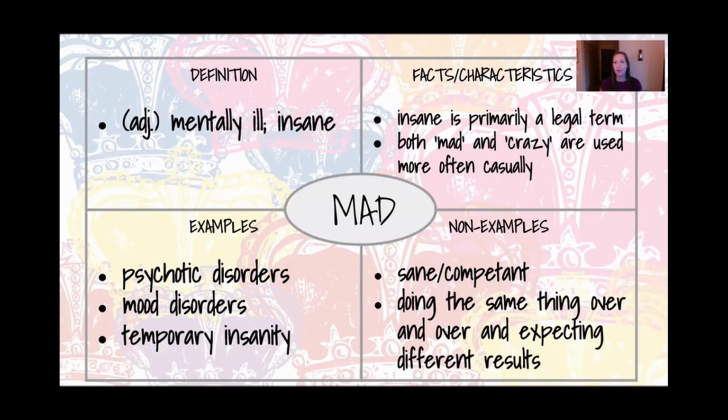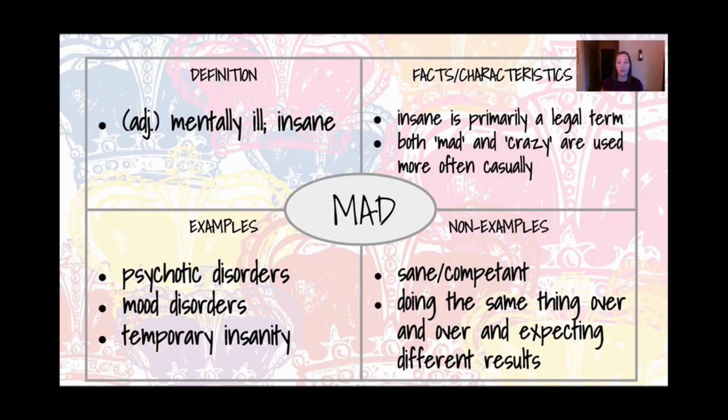So talking about this word mad or crazy or insane, oftentimes they're not considered politically correct if you're talking about somebody who actually has a mental illness. And specifically when we look at the word insane, which is not technically the word we're looking at, but that's a synonym. What we mean when we talk about mad, we mean insane. And that's primarily a legal term, that you can use as a legal defense, is you can claim insanity. But both the terms mad and crazy are more often used casually.